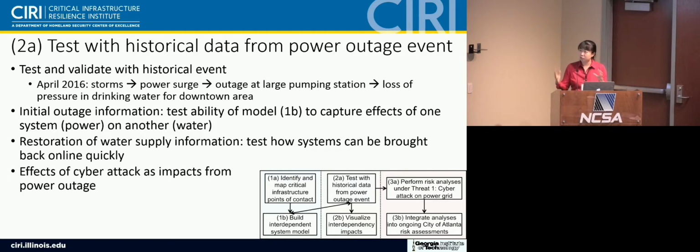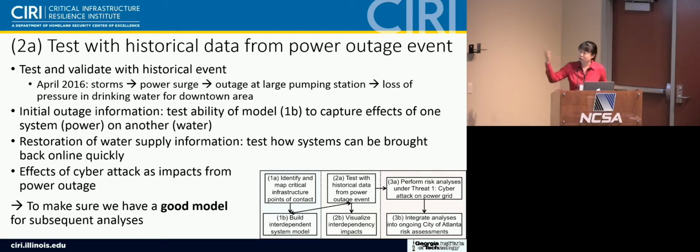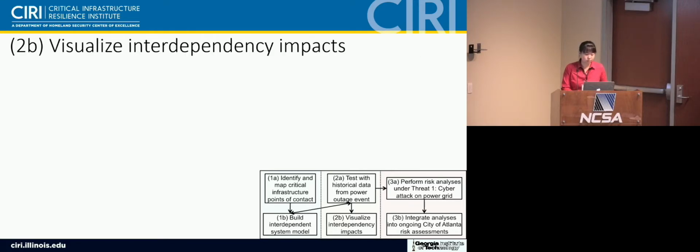And right now, we're thinking about cyber attack for water. So water is susceptible to cyber attack in a few different ways. This specific threat we're looking at right now is thinking about a cyber attack on the power grid that then cascades down into impacts on the water system. And so the purpose of this step is to make sure that we have a good model for these subsequent analyses. And so the next step that we want to do is to be able to visualize these interdependency impacts.